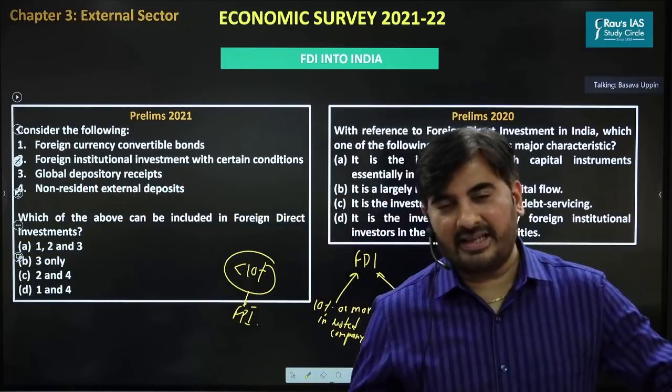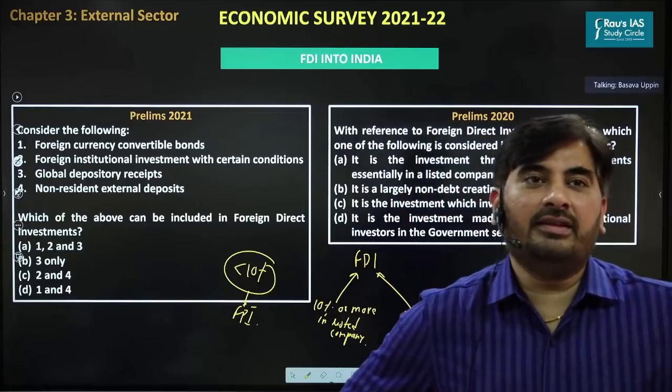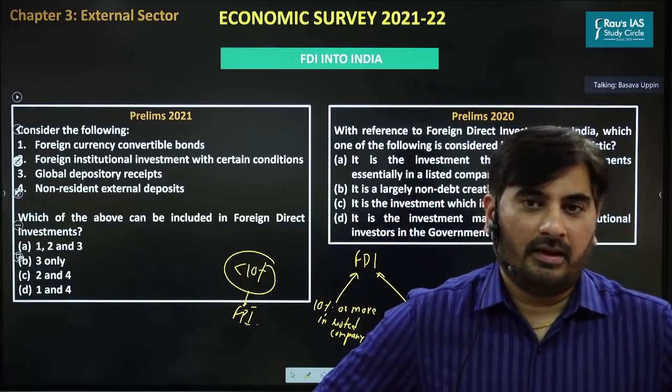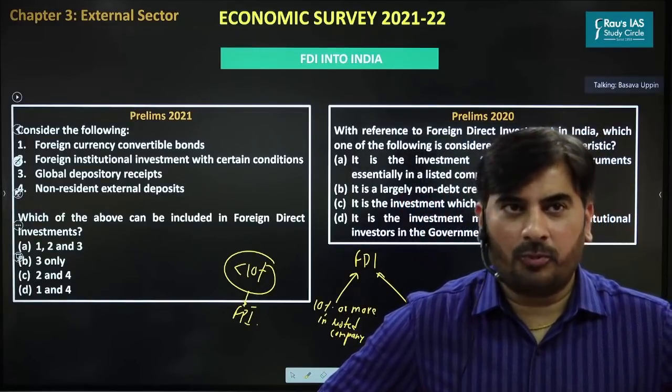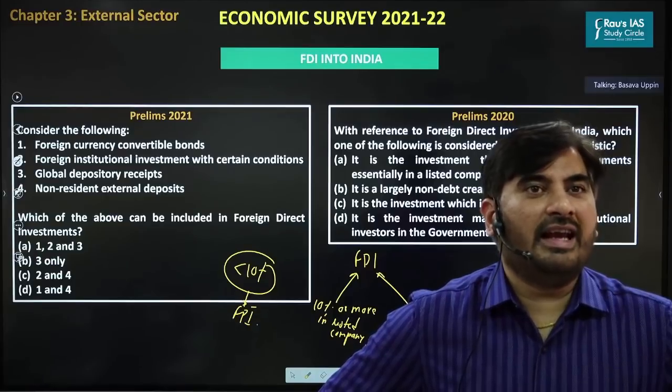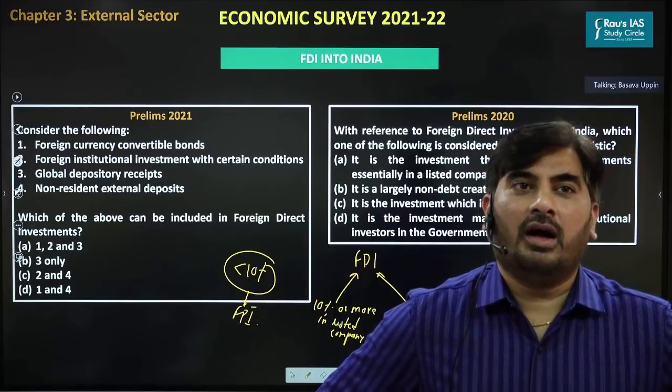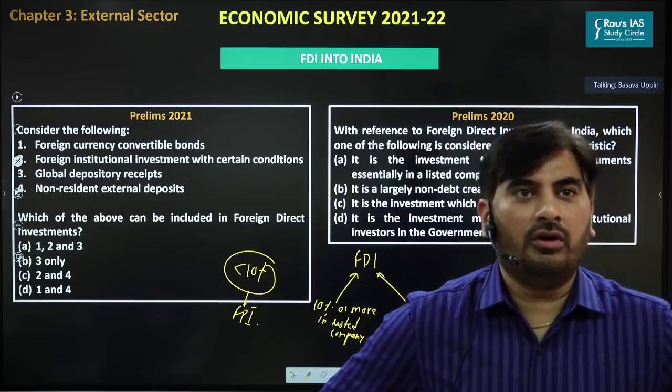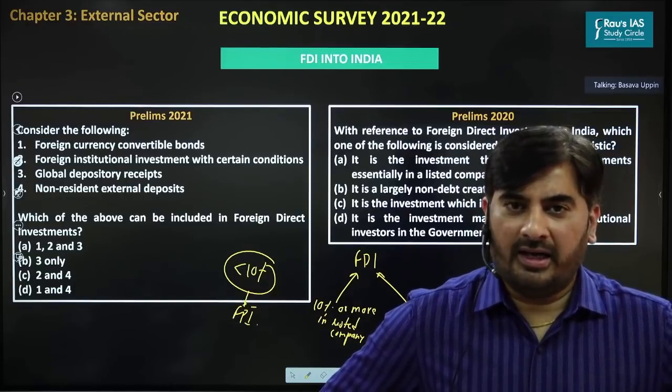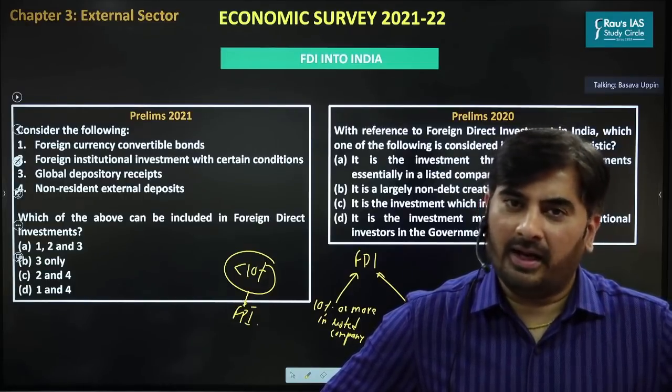This difference is based upon the recommendations of the Arvind Mayaram Committee. How does FDI come into India? I hope you know the things. FDI can come into India either through the approval route, that is the government route, or the automatic route. Under the automatic route, there is no need for prior approval.